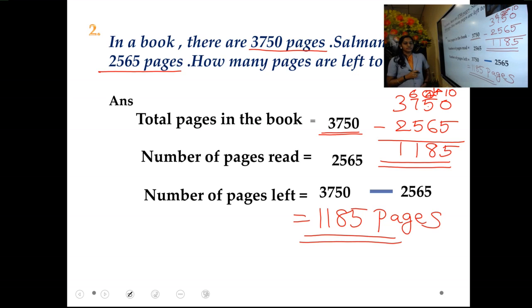Okay. So these types of questions you have to study in subtraction, 4 by 4 with regrouping. Only these types of questions you have to study. Okay. So today I will wind up the class.